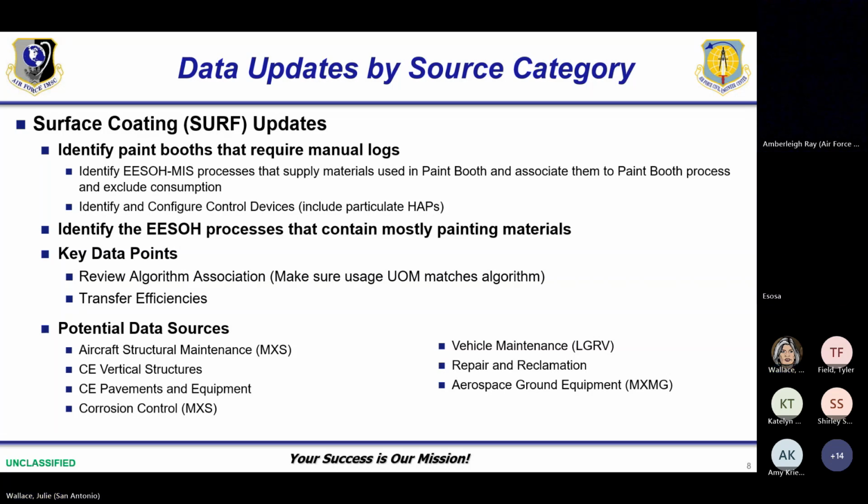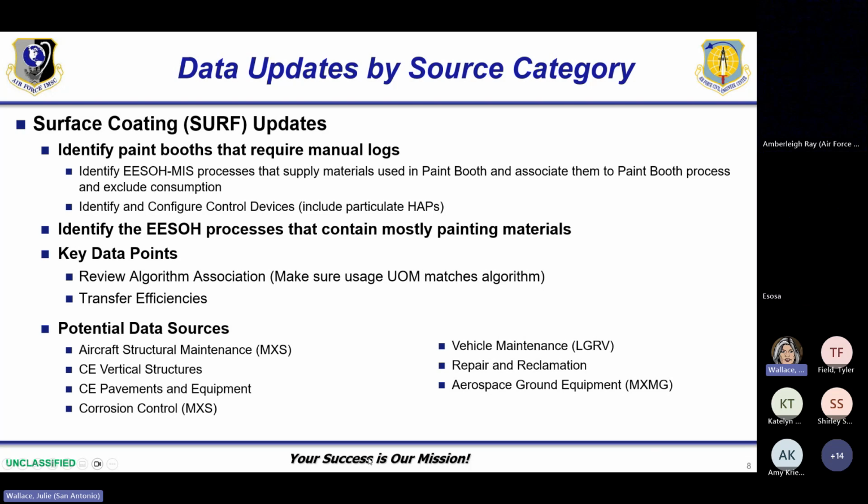Okay. Now, one of the things that we see with this type of thing, if you do have a paint booth that has manual logs, they are purchasing those materials through ESO-MIS. And so when you're purchasing that and it's coming over in the interface, you don't want to just blindly validate that usage, because if you do, you'll be double counting the emissions from those usage.